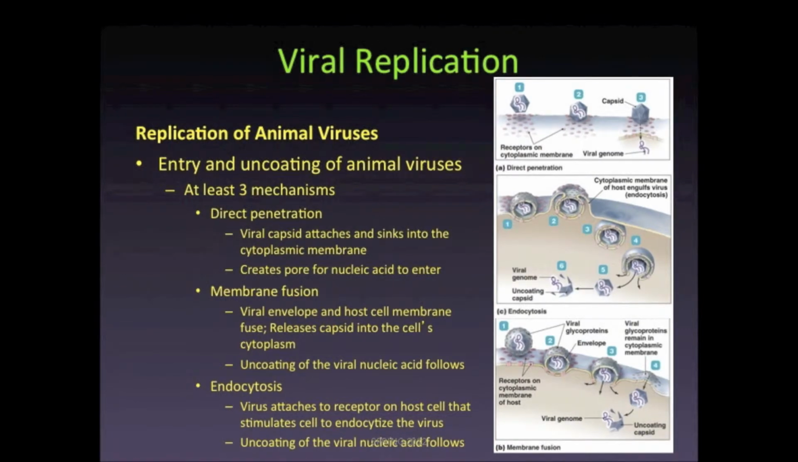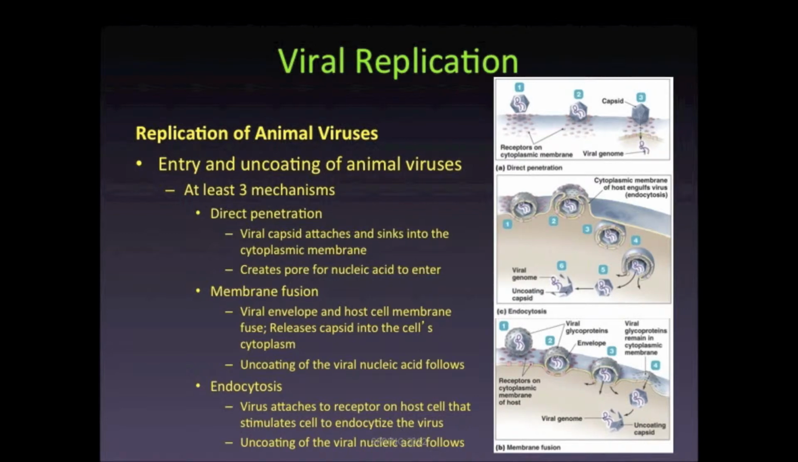There are three mechanisms utilized by animal viruses to gain entrance to the host cell following attachment: direct penetration, membrane fusion, and endocytosis. The process of direct penetration occurs when the capsid of a naked virion sinks into the cell membrane, creating a pore through which the virions inject the nucleic acid into the host cell.